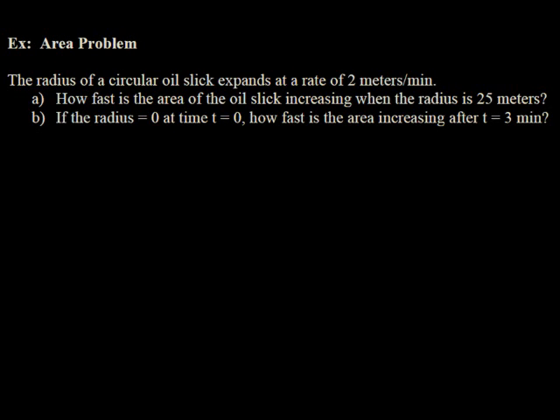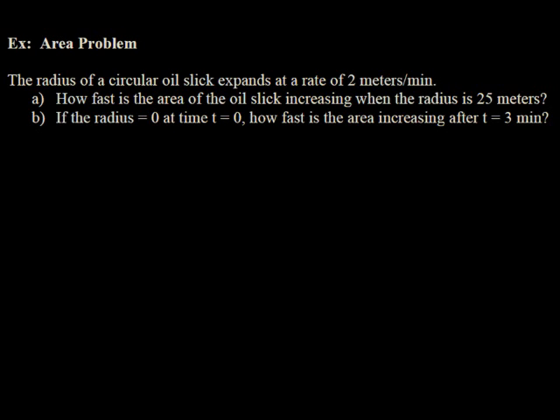Okay, so for the area problem, we are told that the radius of a circular oil slick expands at a rate of 2 meters per minute. And we have two questions we must answer. So first question, how fast is the area of the oil slick increasing when the radius is 25 meters? And second question, if the radius is equal to 0 at time equal to 0, how fast is the area increasing after t equal to 3 minutes?